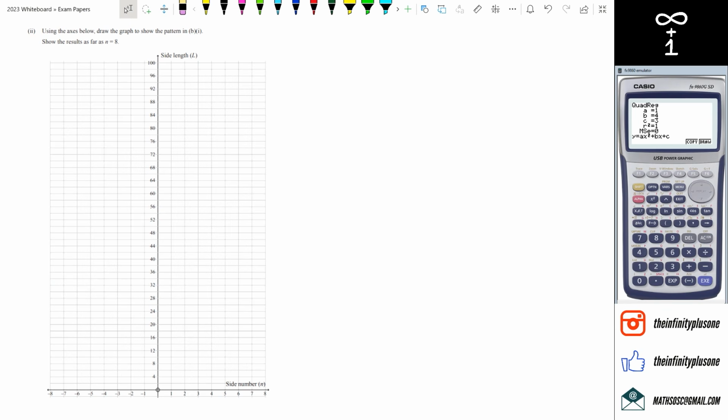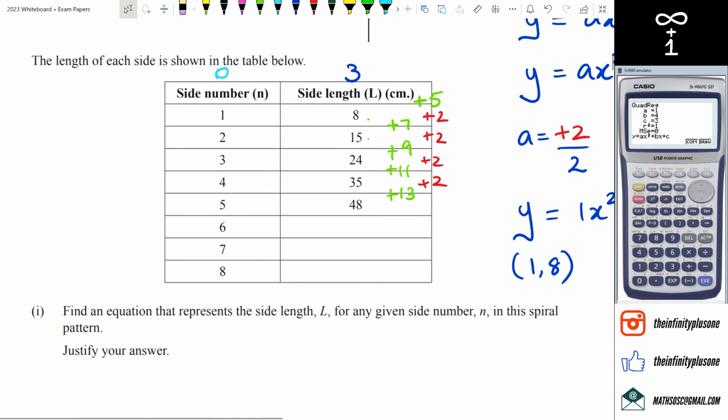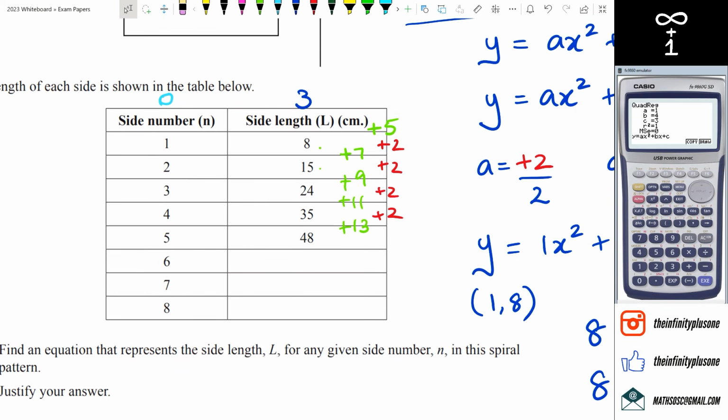Right, I can see why we needed a table, because it actually says, using the axis below, draw the graph to show the pattern in B1, show the results as far as n equals 8. So we're going to go back to the table and add up some of these values. So we should have plus 15, which means 48 plus 15, which is 63, and then we'll have plus 17 plus 19, which means we've got 80, and we've got 99.